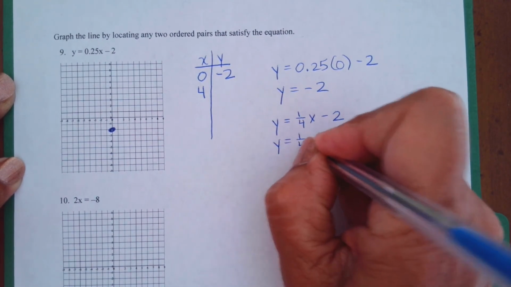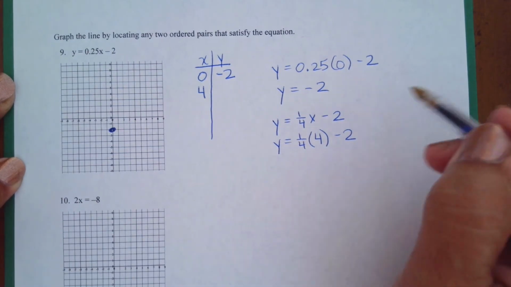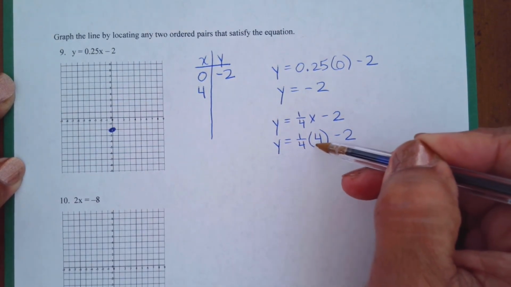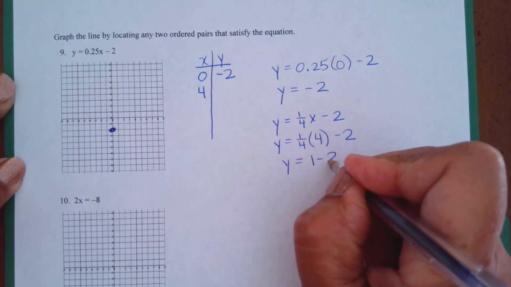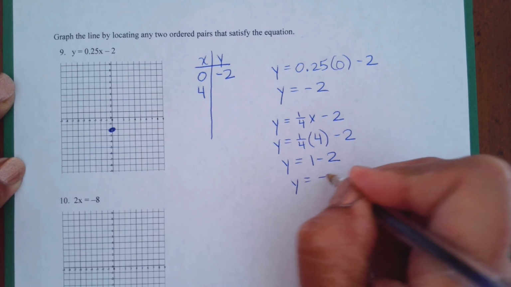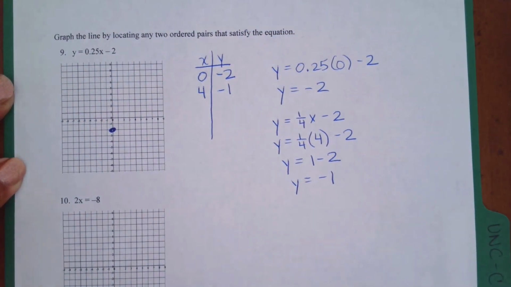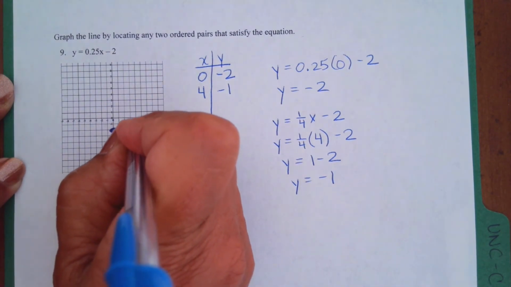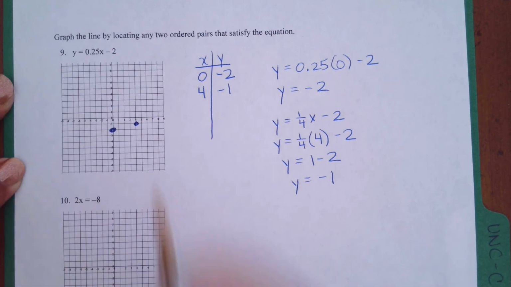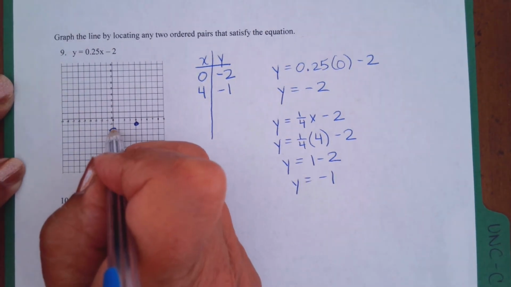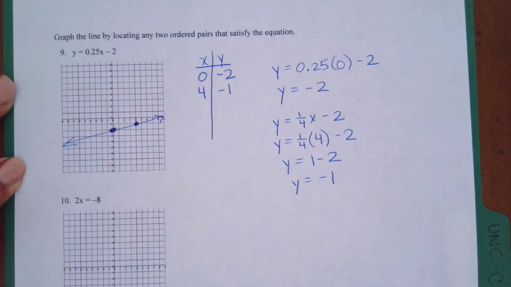So 1/4 times 4 minus 2. Okay, so 1/4 times 4 is 1. These 4s are going to cancel out. So that gives me 1 minus 2, which is negative 1. So there's my next ordered pair, 4, negative 1, which would be right there. All right, so there's my line. Looks like that.